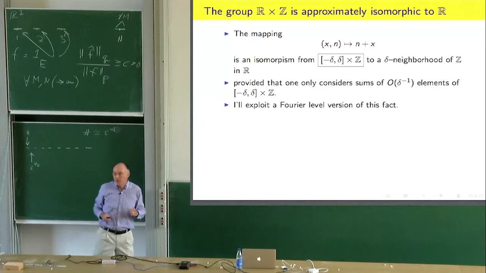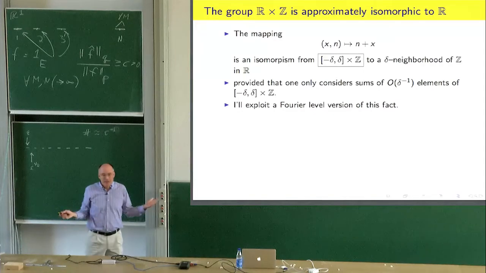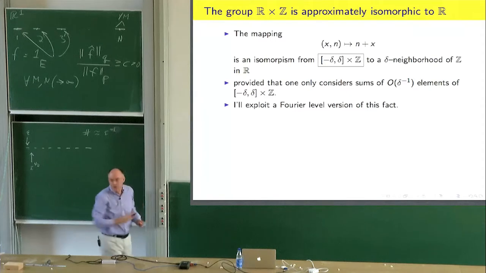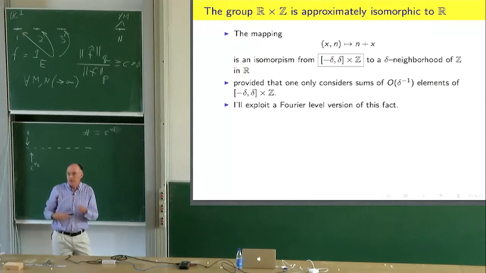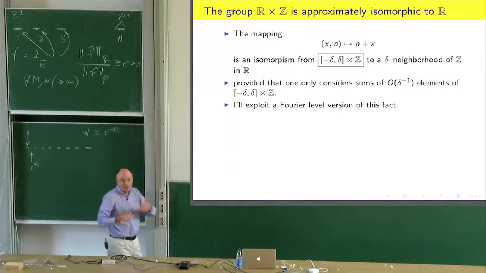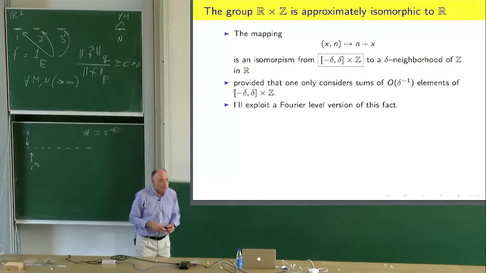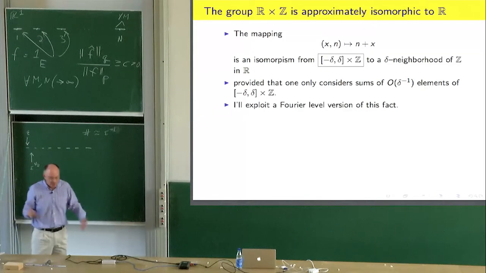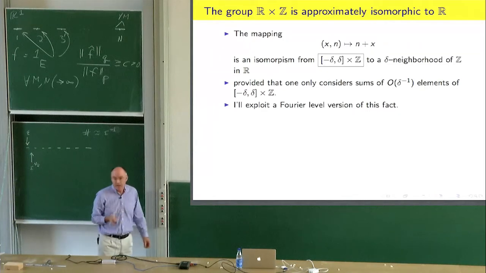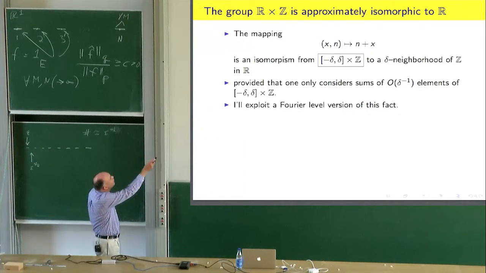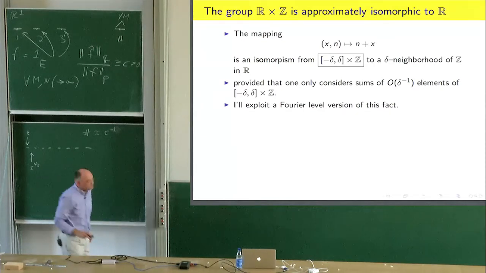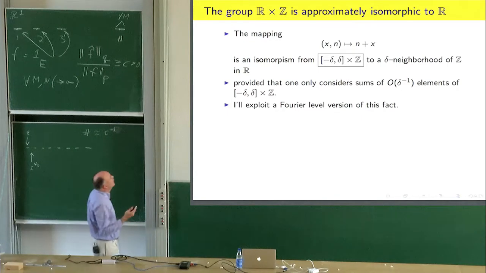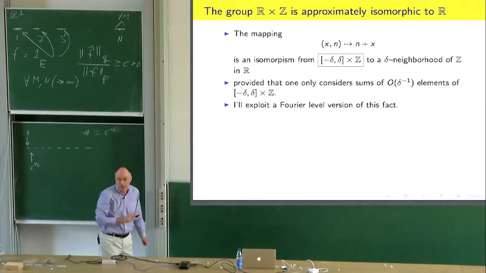(x, n) goes to x plus n. That's not an isomorphism. But if you work with x's that are very close to 0, then you don't see that it's not an isomorphism until you sum things together many, many, many times. So this is an example of a Freiman isomorphism of very high order. And it's in that sense that R cross Z is going to be nearly isomorphic to R. Okay, so what I'm going to do is exploit a Fourier transform version of this algebraic fact.